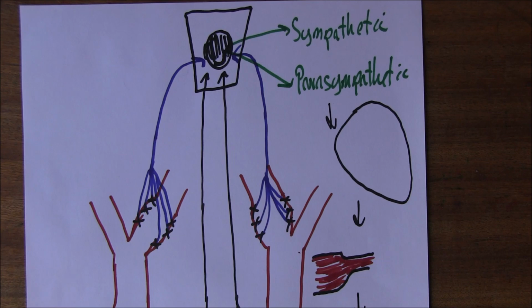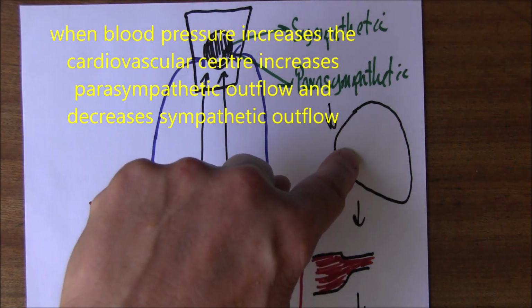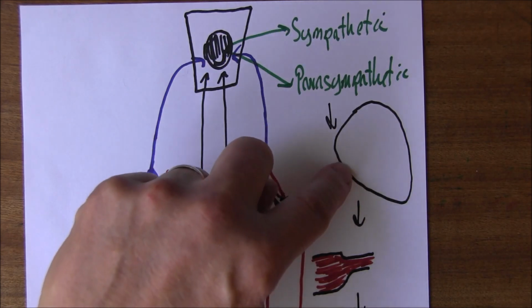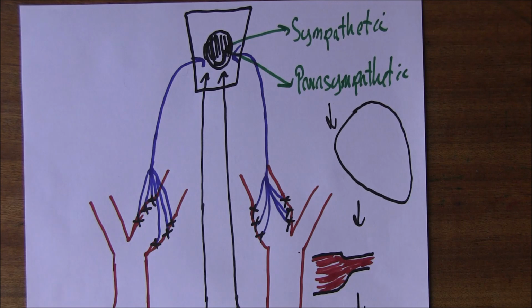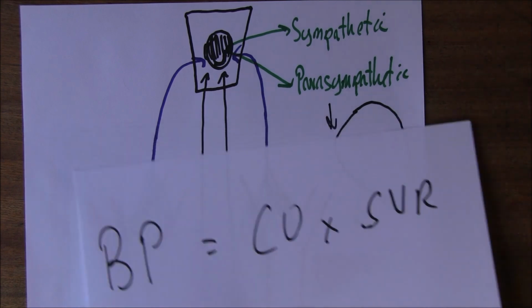And that will be detected, of course, by the cardiovascular centre. And in this situation, what the cardiovascular centre will do is increase parasympathetic outflow and decrease sympathetic outflow. So that means there's going to be a reduction in heart rate and stroke volume. Therefore, there's going to be a reduction in cardiac output. And of course, if there's a reduction in cardiac output, as we know, that's going to reduce blood pressure.